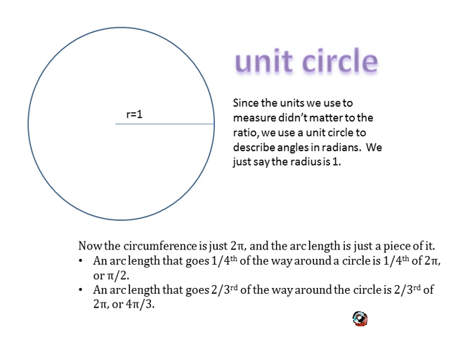Now when we get to talking about radians, we'd like to mention the unit circle. Unit circle is just where the radius is 1, which is the unit. When we do that, the circumference isn't 2 pi r, it's just 2 pi, because r is 1. So an arc length that goes 1/4 of the way around would be 1/4 of 2 pi, or we just say pi over 2. An arc length that goes 2/3 of the way around the circle would be 2/3 of 2 pi, or 4 pi over 3.